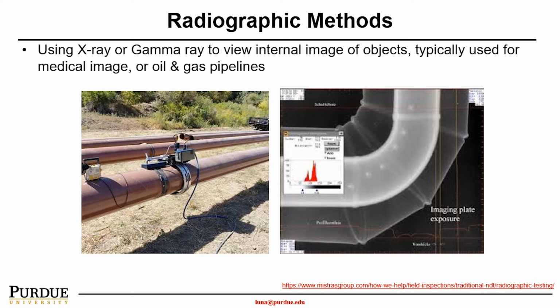In this slide, I would like to change gears a little bit to show you electric-based methods or electromagnetic-based methods. More specifically, in this particular case, we use X-rays or gamma rays to look at the internal defects of objects. This is very commonly used in medical imaging, or oil and gas pipeline imaging as shown here, and people can look at all the defects and the welding parts of the pipeline.